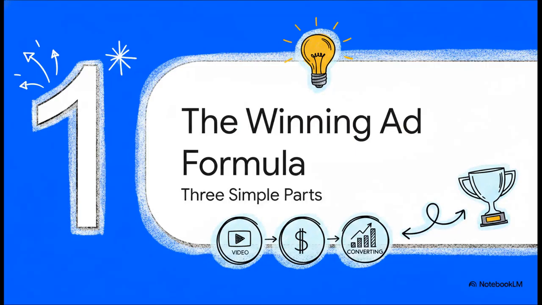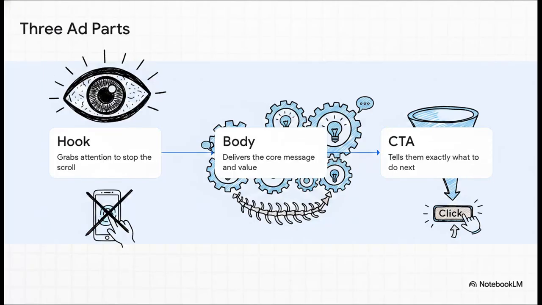All right, so section 1, the winning ad formula. 3 simple parts. To solve that horrible problem of formless content, we are going to look at a chronological, super-structured approach. Every single successful ad script in this library is built on this exact 3-part architecture. No exceptions. Step 1 is the hook. That's what grabs their attention.